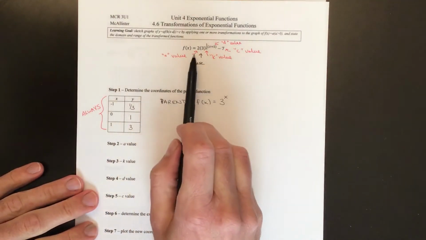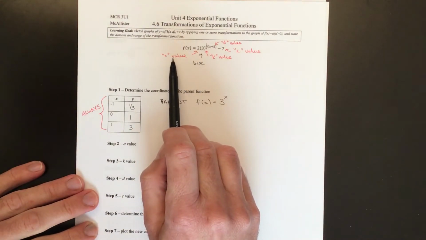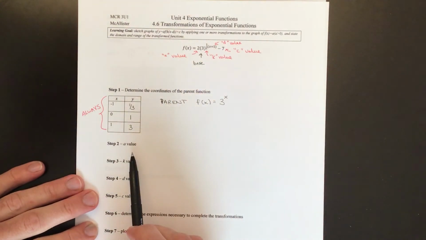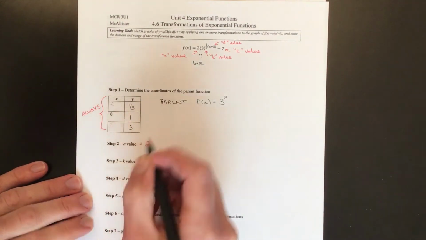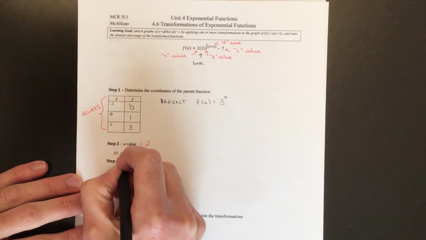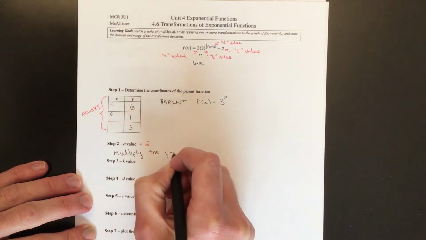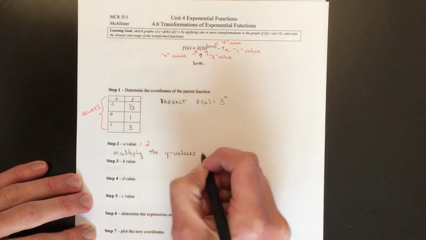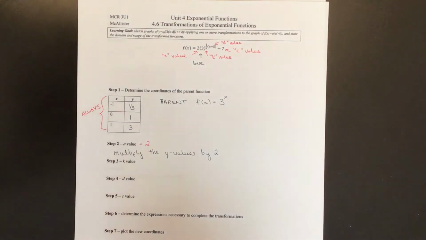So we start with the 2. The 2 is the a value. So the a value, which is 2, means that we need to multiply the y values by 2. Right? Because that's our vertical stretch. Vertical stretch means we multiply the y's by 2.